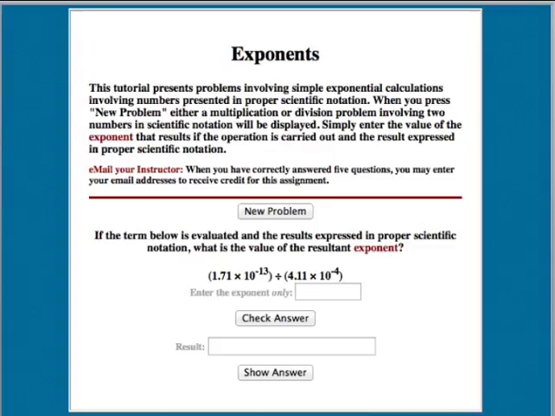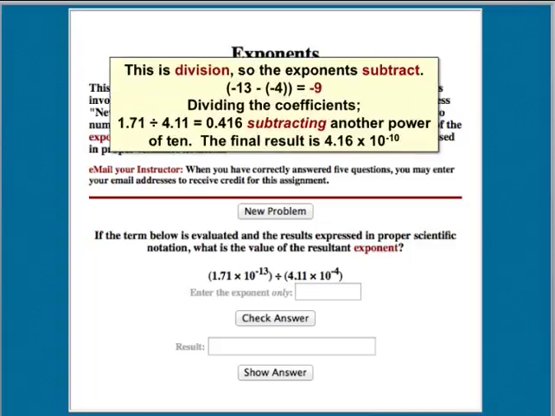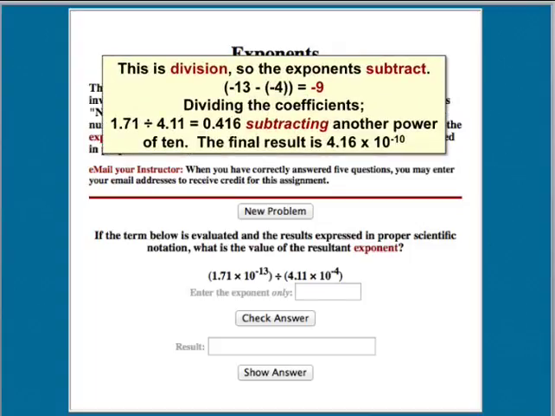All right, so we have 10 to the minus 13, 10 to the minus 4. We are going to subtract them. Minus 13 minus a minus 4 gives us a minus 9. That's where we're starting. Looking at our coefficients, we have 1.7 divided by 4.1. That's less than 1, isn't it? So because of that, we're going to have another negative exponent. So instead of 9, it's going to be 10. Type 10 in, minus 10, and we get the answer.